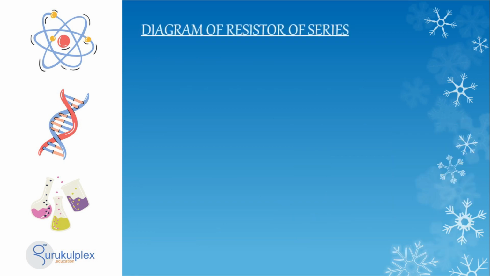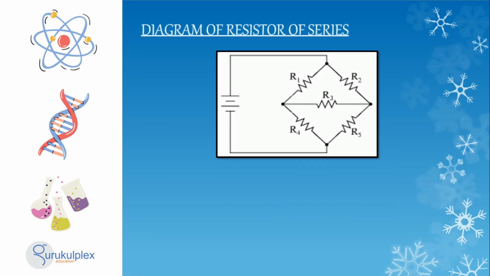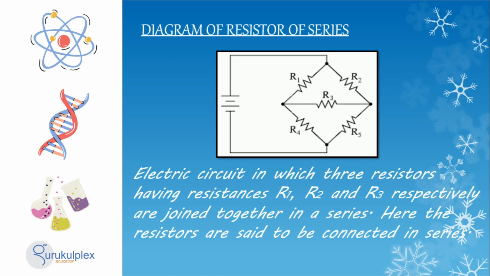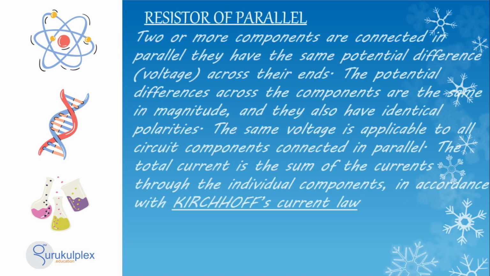In a series resistor circuit, three resistors with resistances R1, R2, and R3 are joined together in one continuous path for the current to flow. The total resistance of the circuit is equal to the sum of the individual resistances, with each resistor adding its own resistance to the overall circuit. The slide showcases a system of resistors.